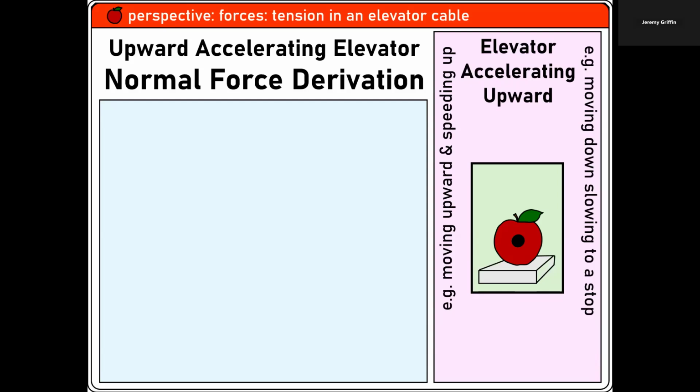Not the elevator. Elevator time. Hey guys, let's have this elevator accelerating upward. So it's not accelerating downward, right? It's accelerating upward. How do you feel inside this elevator? Very light or very heavy?